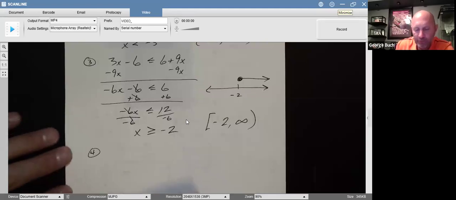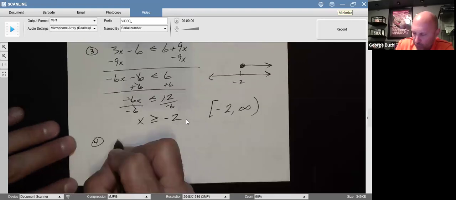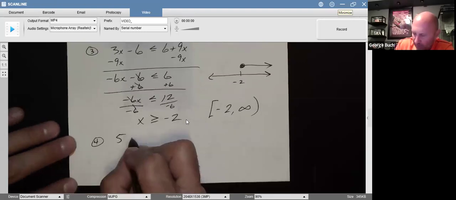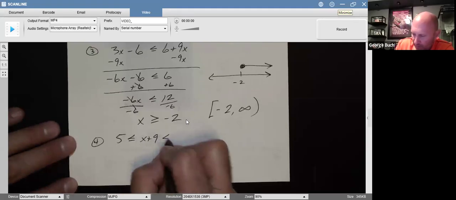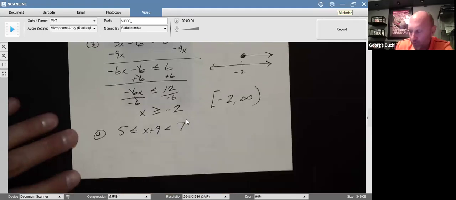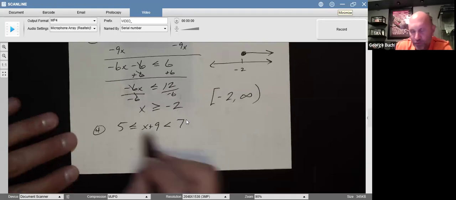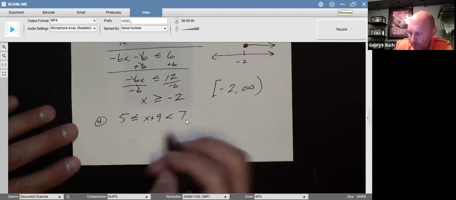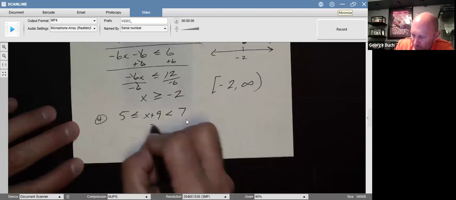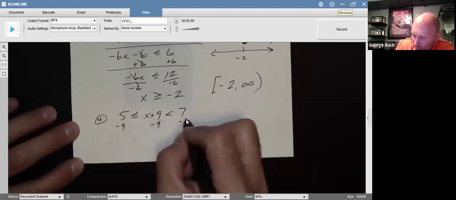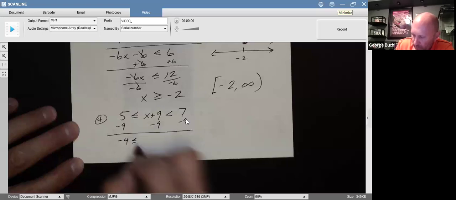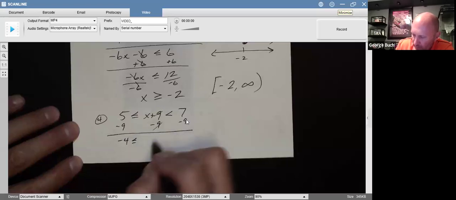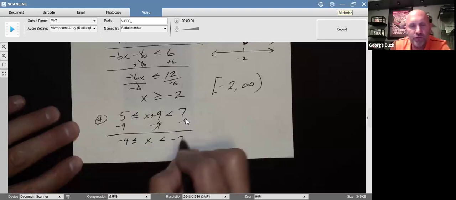And then the last one we have here is one of those two-parters. So 5 is less than or equal to x plus 9 is less than 7. So we see we have a mixture of symbols. That's okay. But to get x by itself, we do what? I have to subtract 9 from everywhere. So 5 minus 9, negative 4. 9's cancel out. I have x in the middle, less than 7 minus 9, negative 2.